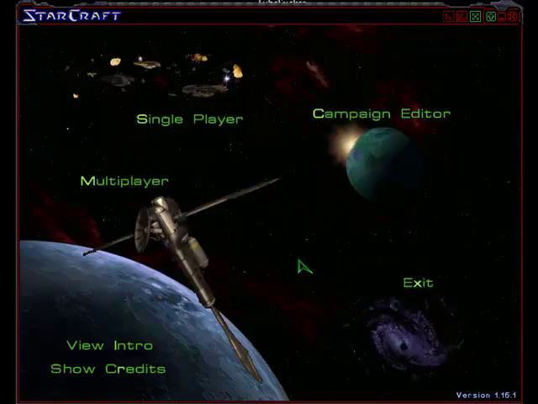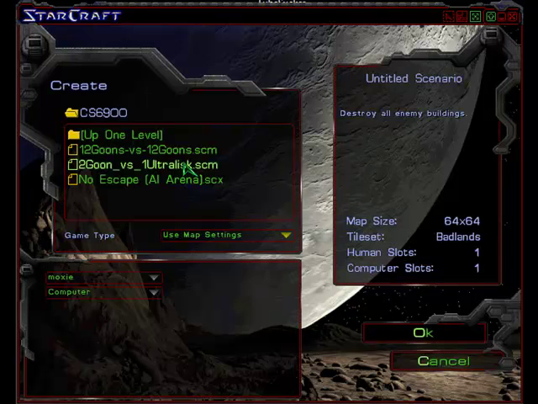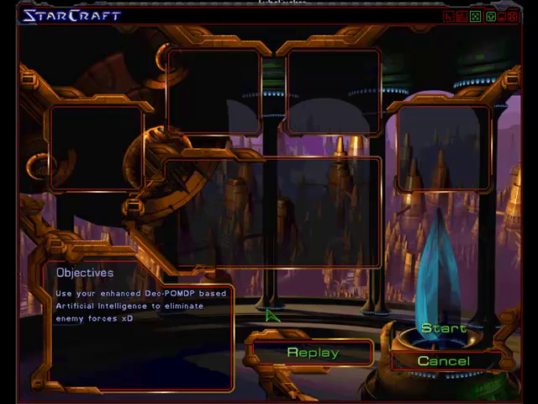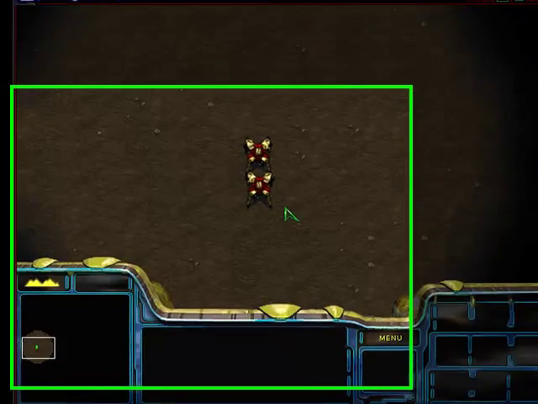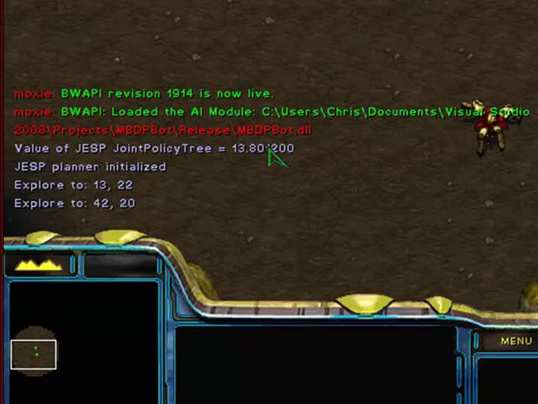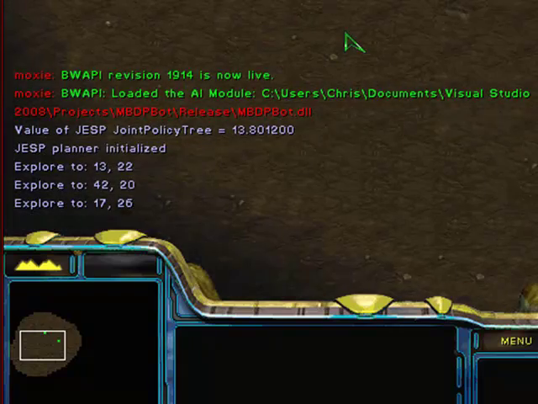Now we will show our implementation of JESP within StarCraft. We will demonstrate the same scenario, but this time we will use artificial intelligence to try to take on this powerful opponent. The JESP planner has been initialized using a length 5 horizon, and the value of the joint policy tree is displayed.